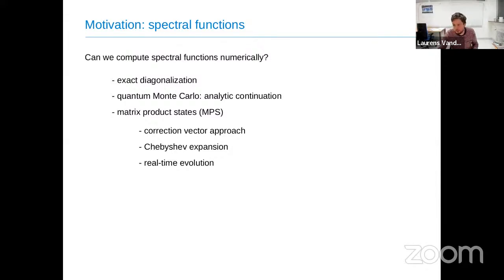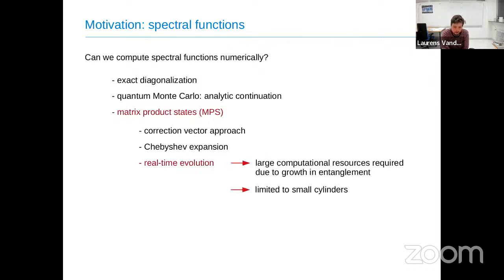The question is, of course, what methods are available to compute spectral functions numerically? Of course you have exact diagonalization, but this is limited to even way smaller clusters. Of course you have quantum Monte Carlo, but even for systems that do not have a sign problem, the analytic continuation is often not too well conditioned. So you can do stuff, but it's not fully under control. And then of course you have matrix product states, where you have different approaches. But here we will focus on real-time evolution.